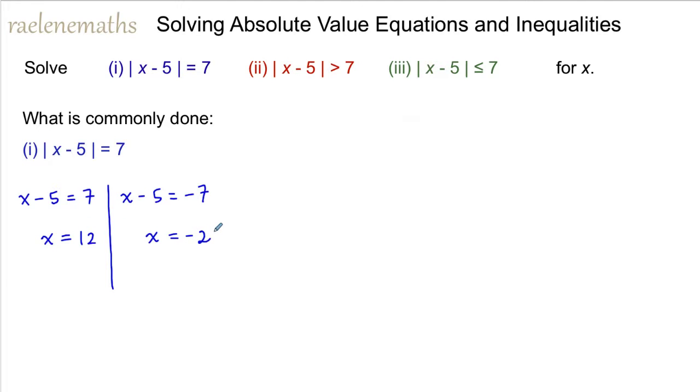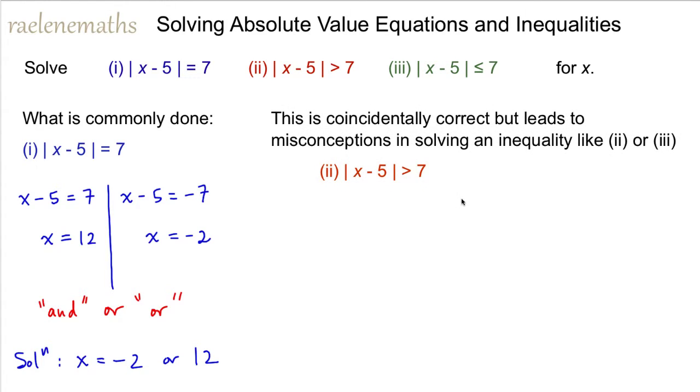These numbers are important, but what's unclear to me is this vertical line. Does this vertical line mean and, or does it mean or? If you know what the answer is, then we can interpret the right word, in this case or. So the solution to this equation is actually x equals negative 2 or 12. But we're not really clear from this vertical line. What's worse is that this approach often gets extended to solve an inequality, like number 2 or 3.